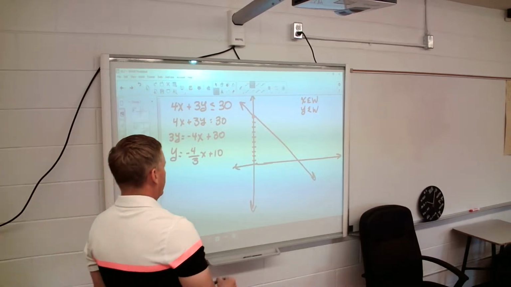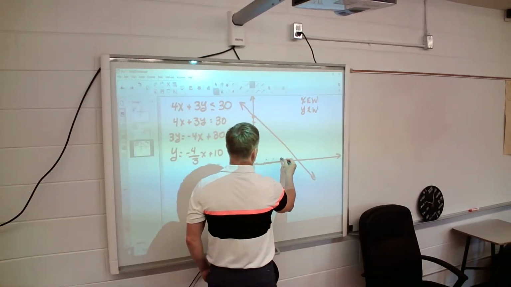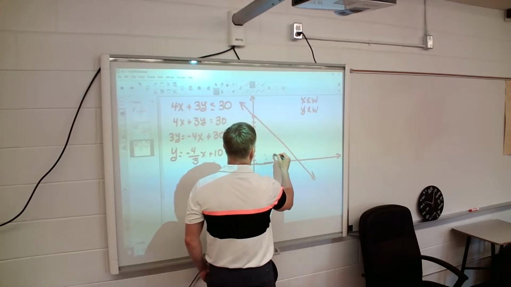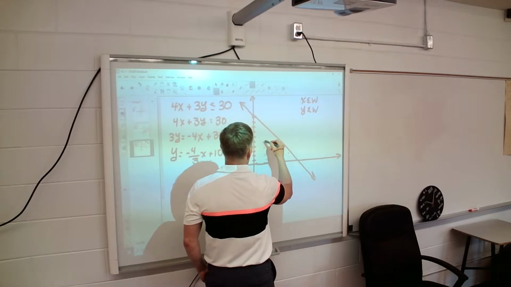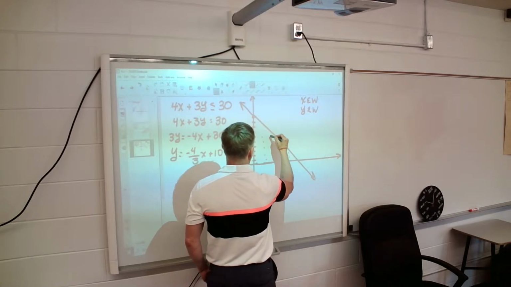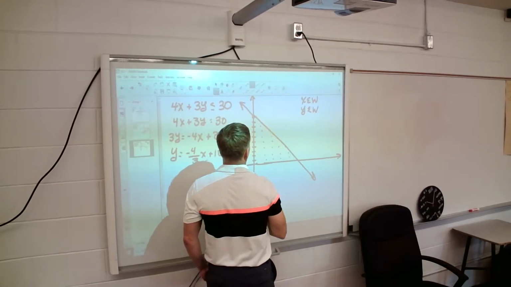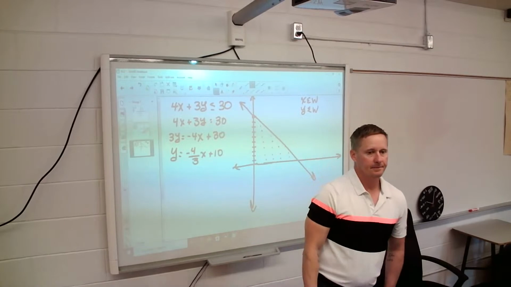So to show that, rather than shading, I put dots on all my whole numbers. Okay.